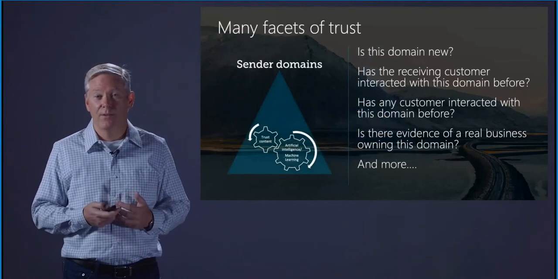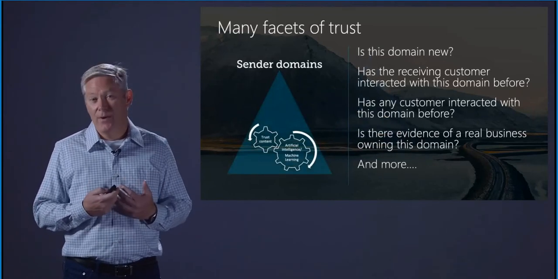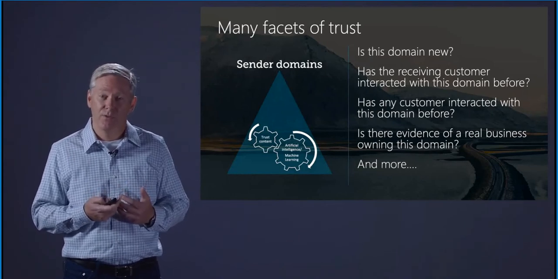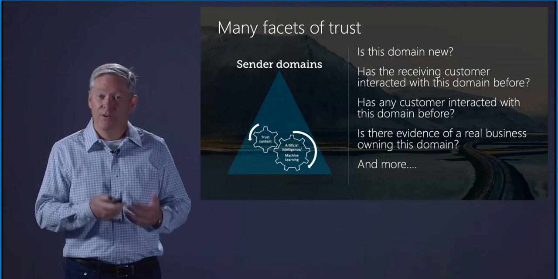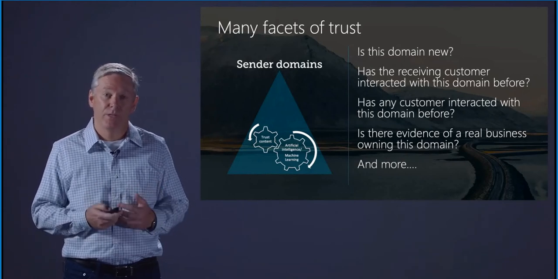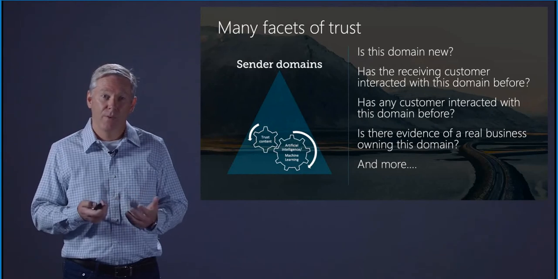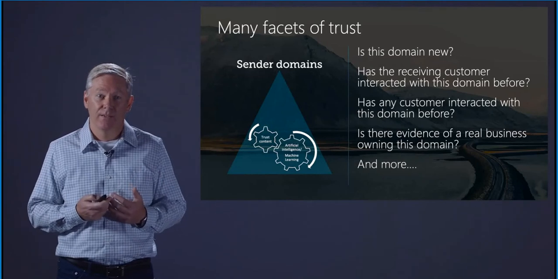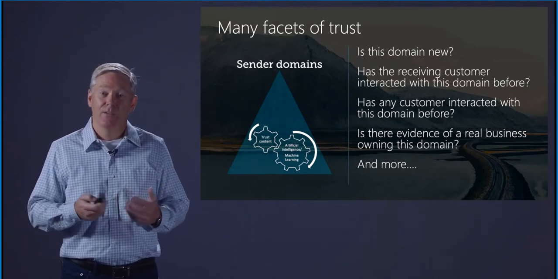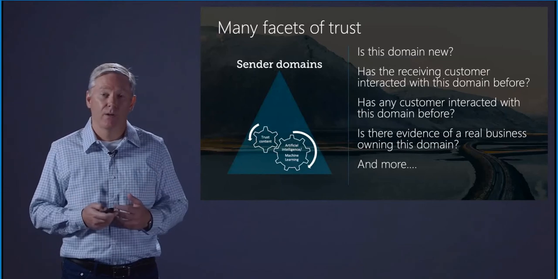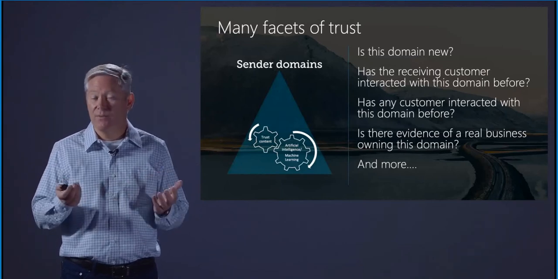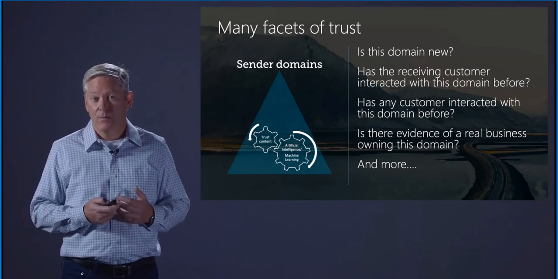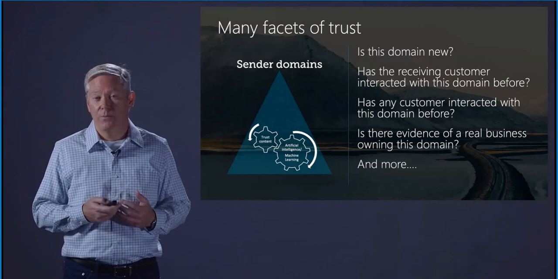Let's use sender domains as a simple example. When we're evaluating the trustworthiness of a sender domain, we might look at whether or not that domain is new. Because if it's established and we've interacted with it before, we've probably got a greater ability to trust it. Has that domain ever interacted with the customer that received the email before? In fact, has any customer ever interacted with that domain before across the entire collection of Barracuda customers? Is there evidence of a real business that owns this domain? Right? So you can see, we've got to do a lot to try to understand the trustworthiness of the domain.